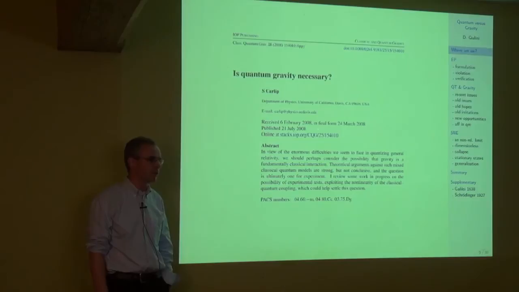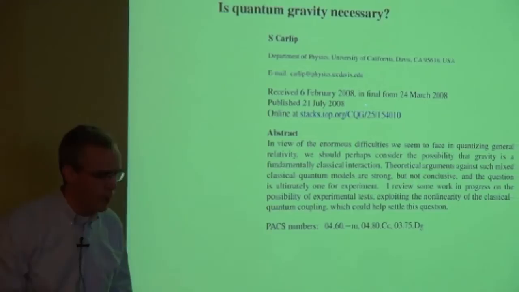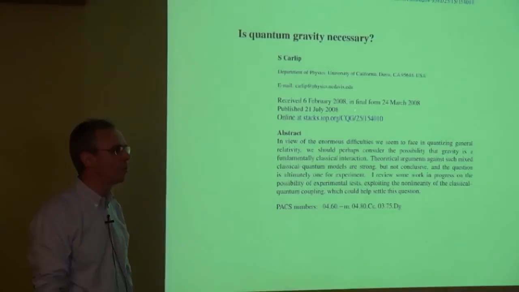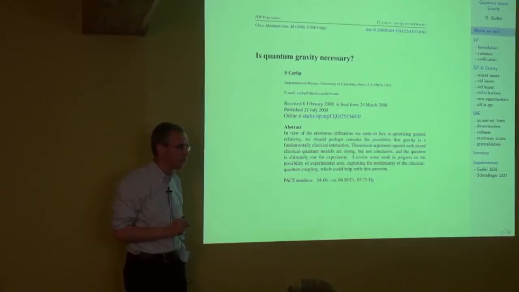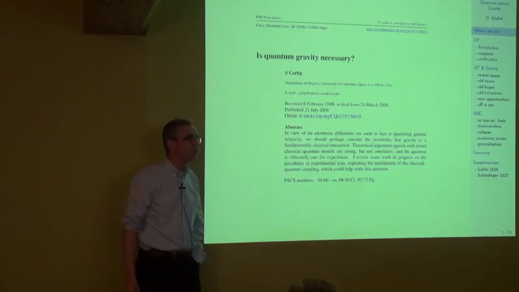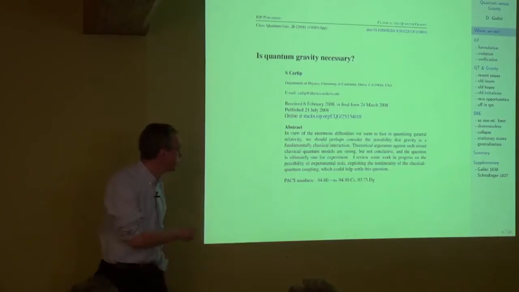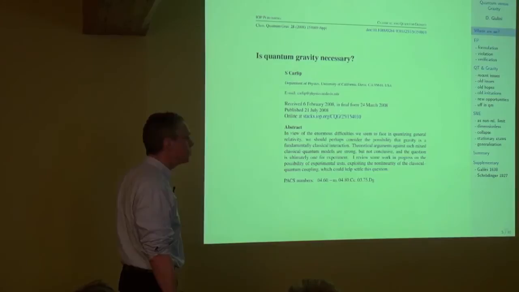It's from 2008. And in this paper it is suggested that certain experiments in molecular interferometry might show that the gravitational field has to stay classical rather than being quantized. And it is suggested in this paper by a theorist that perhaps one should look at these interesting experiments. And I will come back to this. This has been picked up by other people. And I will tell you what the idea behind this proposal is.